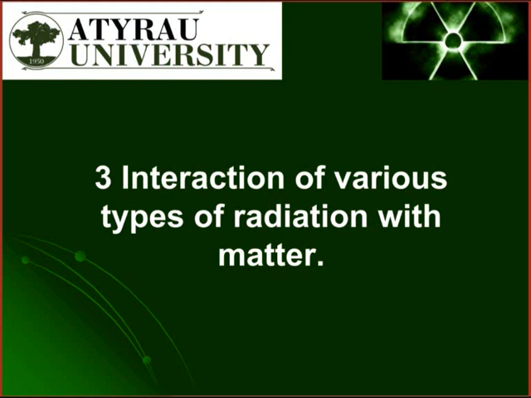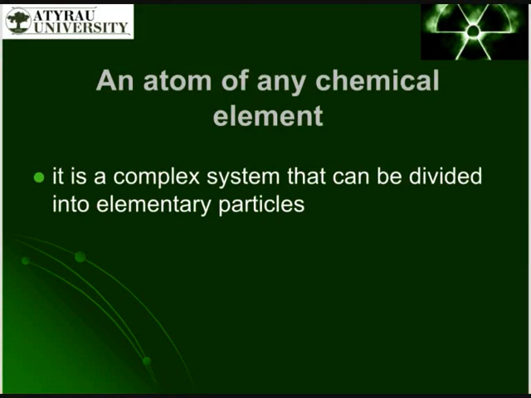The third lesson is about the interaction of various types of radiation with matter. The smallest particle of matter is an atom. The atom of any chemical element is a complex system that can be divided into elementary particles. The nucleus of an atom consists of two building blocks, protons and neutrons. Both of these particles are mutually convertible, so they have a common name, nucleons.